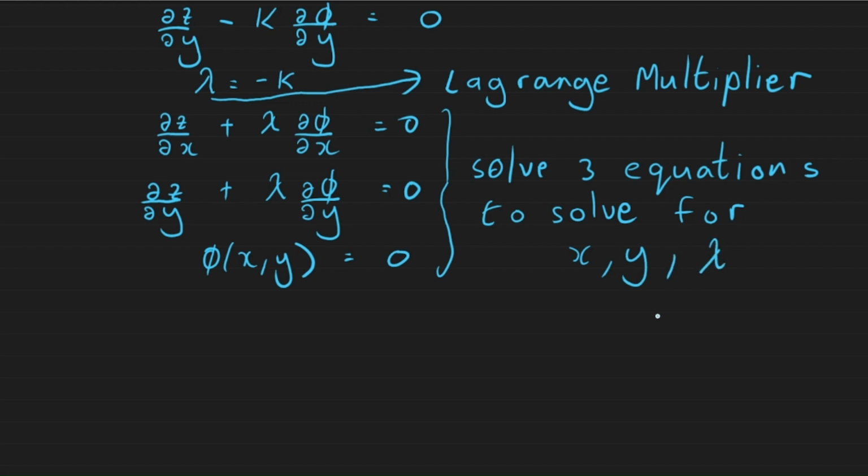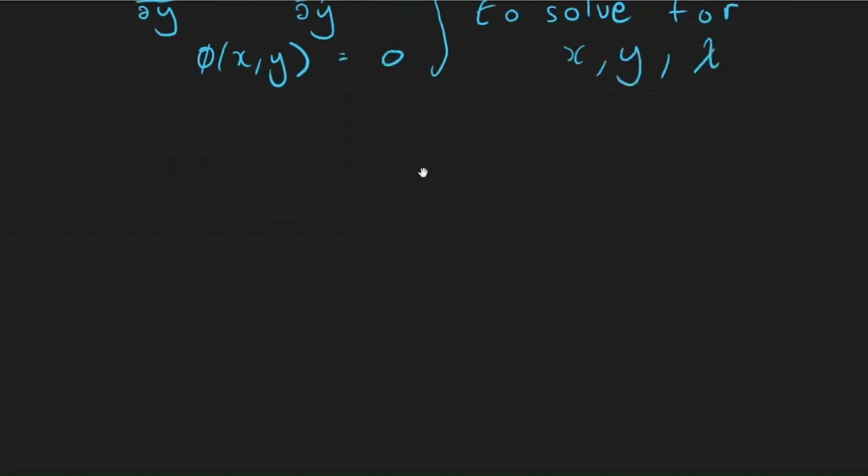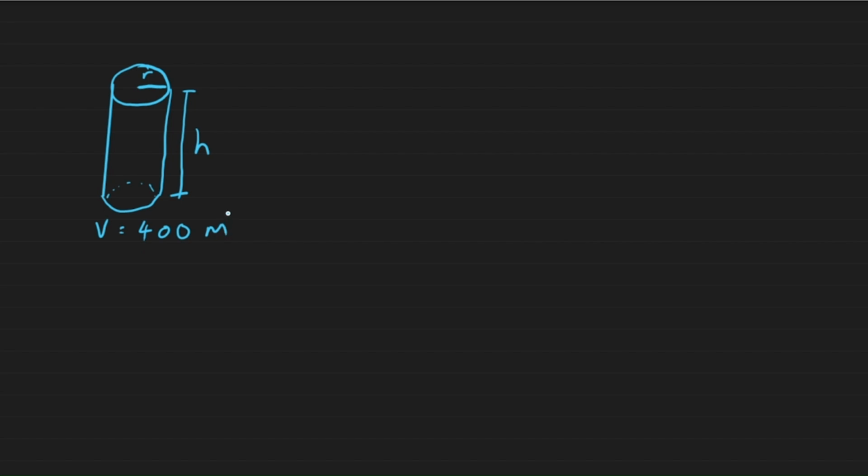I think this entire procedure is very much illustrated through an example. So we'll just look at that tank example that I was referring to earlier. So we have our tank to hold water. It has a certain radius and a certain height. We want this tank to contain 400 cubic meters of water. And we want to minimize the surface area.